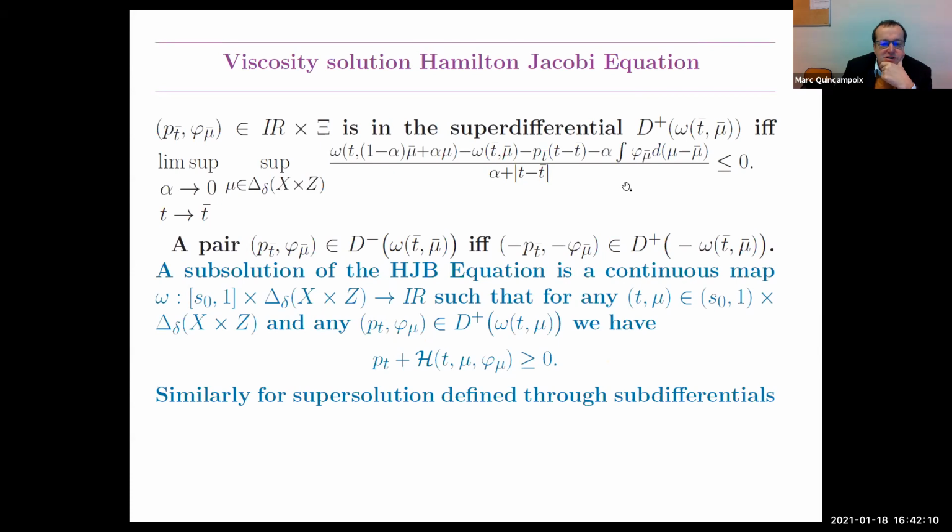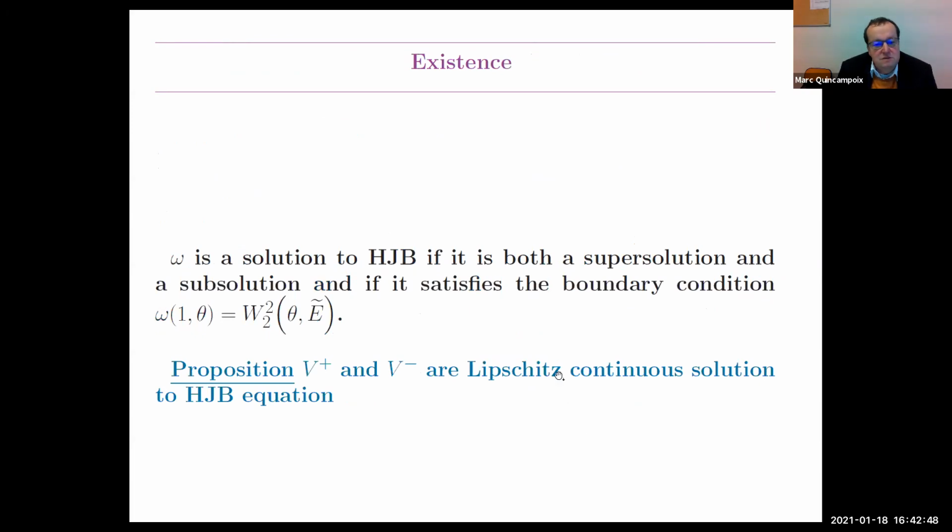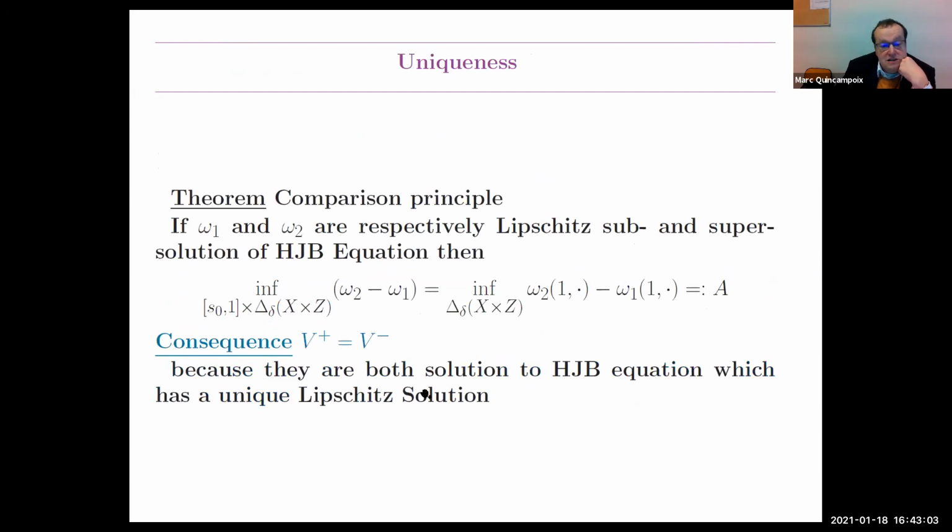Okay, to define a viscosity solution, we need to define a superdifferential, and the superdifferential is defined as follows. And we define a subsolution and a supersolution with the subdifferential. So the very difficult and very technical part that we had while working with GAMENET was proving the uniqueness of the solution of such a Hamilton-Jacobi equation. Now we know a little more, but it is possible to prove that V plus and V minus are Lipschitz continuous and they are viscosity solutions of this Hamilton-Jacobi equation. And the difficult part is to prove the uniqueness.